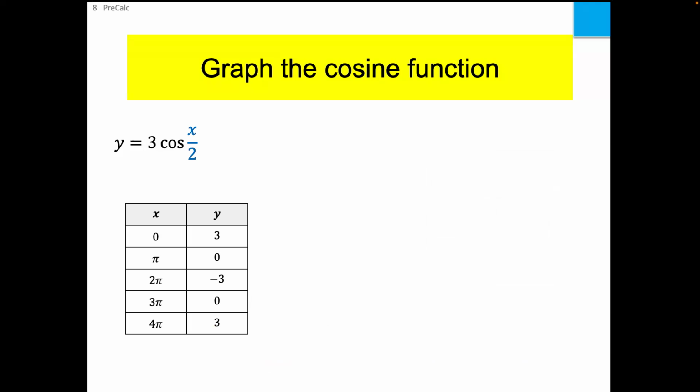Remember, graph it the easy way. You just need a couple tick marks and you're good to go. All right, that will do it for today.